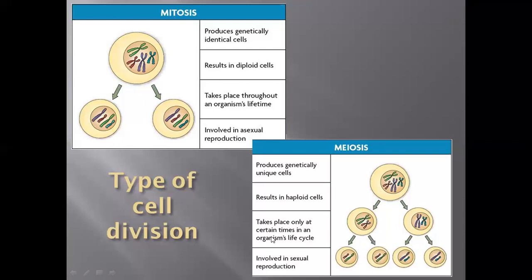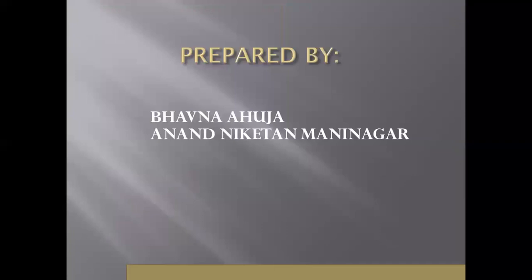Meiosis takes place only at certain times in an organism's life cycle. My dear students, meiosis only takes place in gamete formation in our sex organs, like in males, in testes for the production of sperm, and in females, in ovaries for the production of ovum. Right? So where can we find meiosis? Only in the reproductive organs. Meiosis is involved in sexual reproduction, whereas mitosis is involved in asexual reproduction. Mitosis will not lead to any kind of variation, whereas meiosis will lead to variation because it is going to give genetically unique cells.